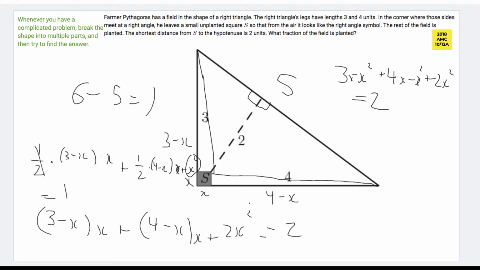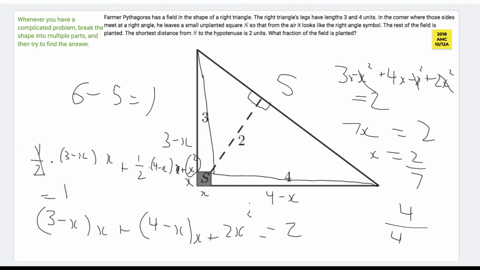Now, negative x squared, negative x squared, and plus 2x squared, they're gone. Now we get 7x equals 2. That means x equals 2 over 7. That means the side length of the square is 2 over 7. That means the area of the unplanted region is 2 over 7 squared, which is 4 over 49.